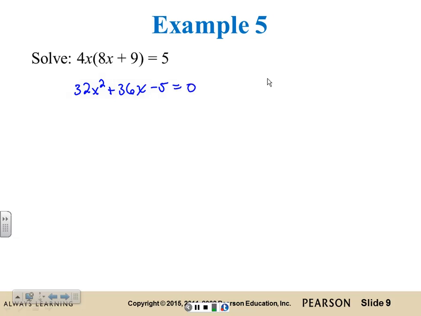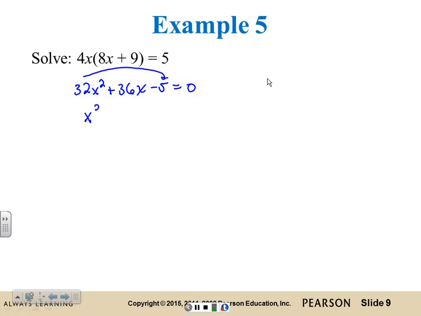Okay, so we have a trinomial. Our leading coefficient is not 1, and I can't take the square root of any of these, and there is nothing in common. So I'm going to have to do the bottoms up on this, unless you want to use a different method that you already know.